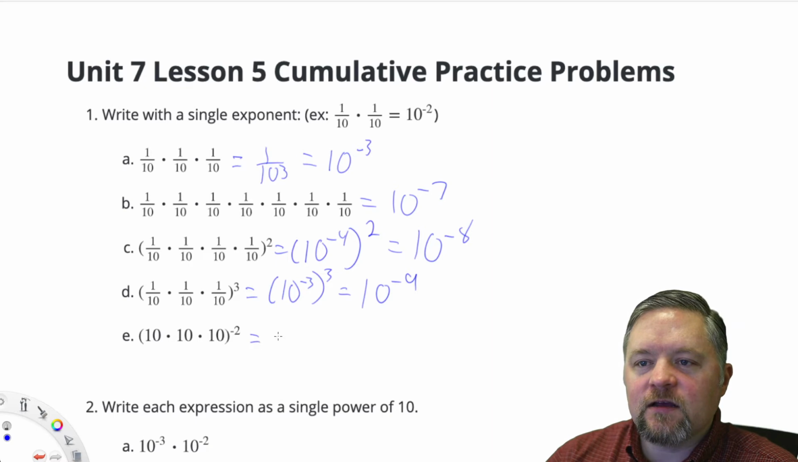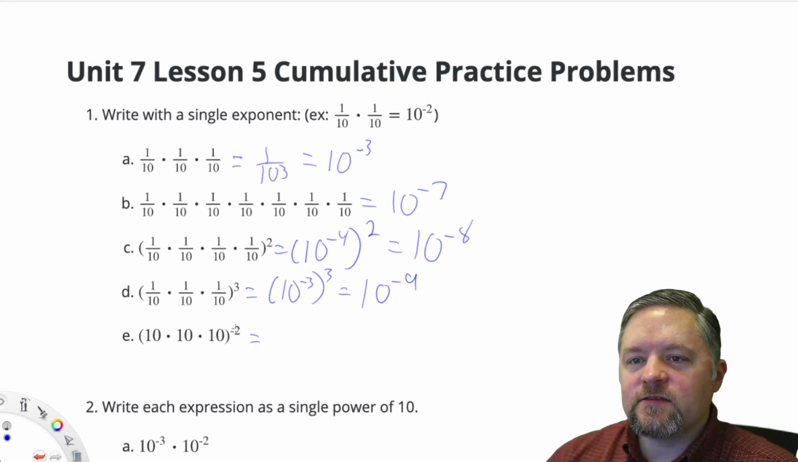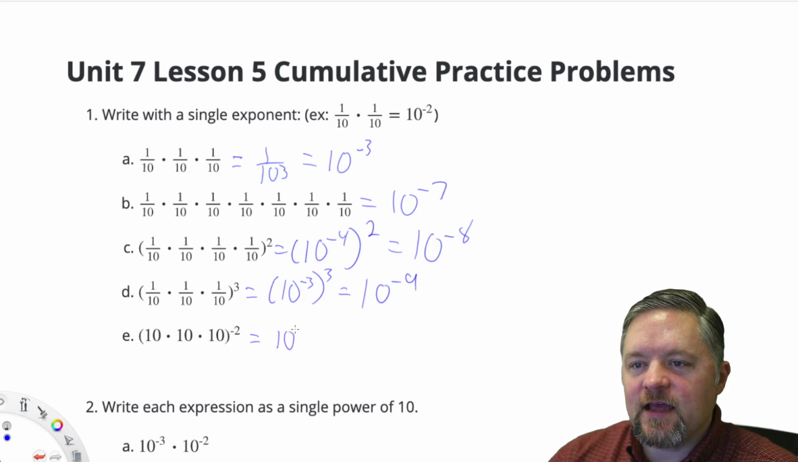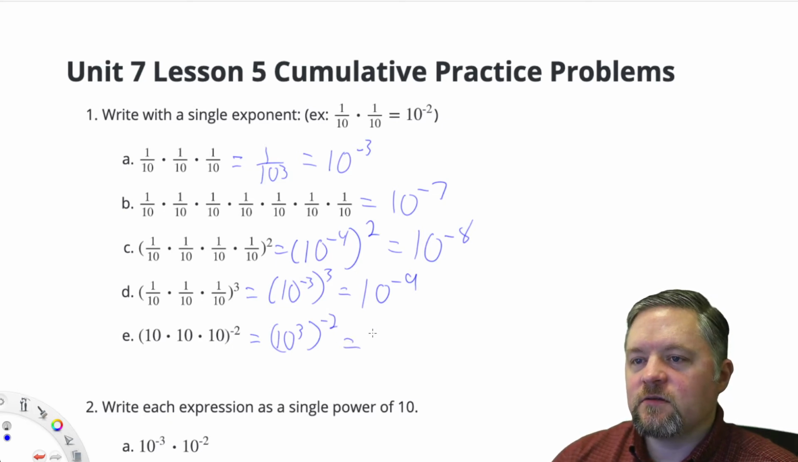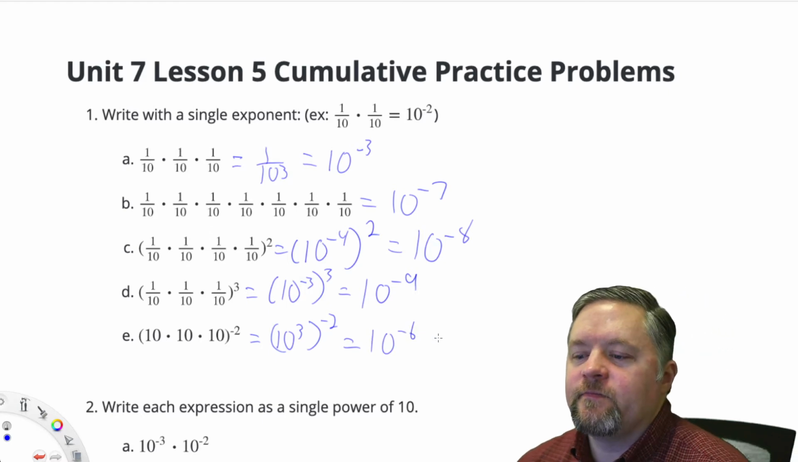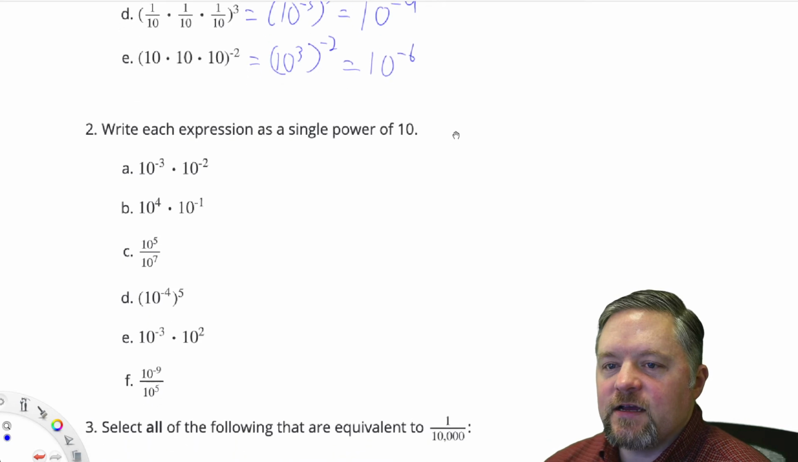Now what have we got? These are not 1/10ths, those are 10s, so that's 10 cubed, because we're doing it 3 times to the power of negative 2. Multiply those exponents, and that is 10 to the negative 6. Excellent. What's next?